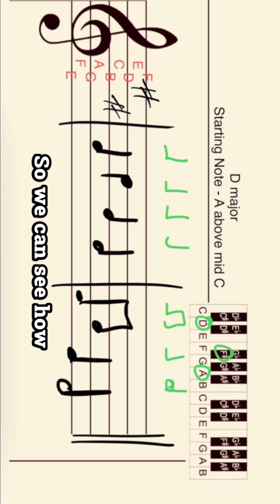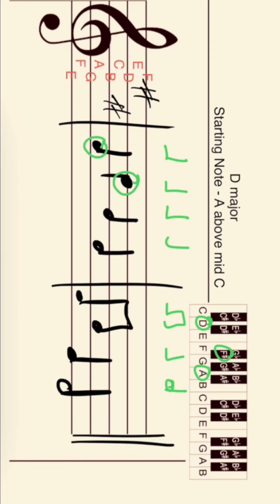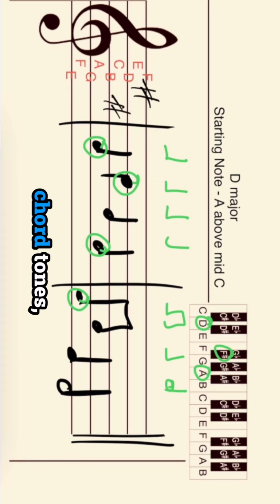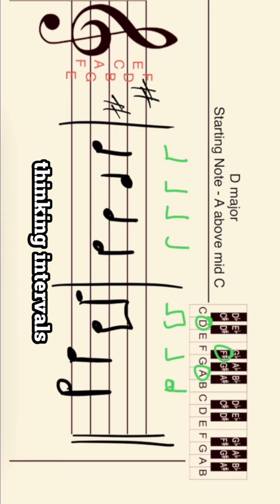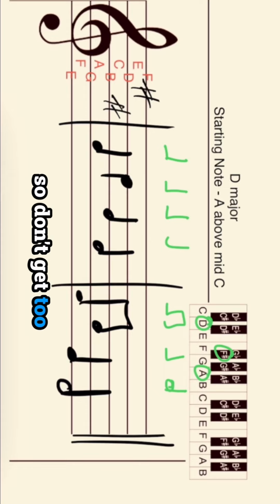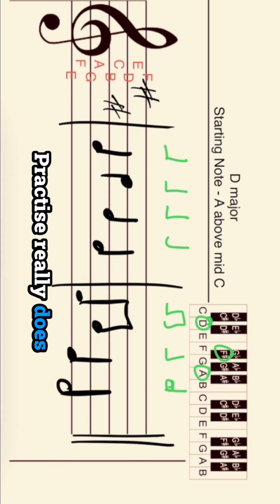So we can see how prominently our chord tones feature. Okay, so we're thinking chord tones, we're thinking rhythm, simple rhythms, and then we're thinking intervals that stand out. This is particularly tricky, so don't get too frustrated. Practice really does make perfect here.